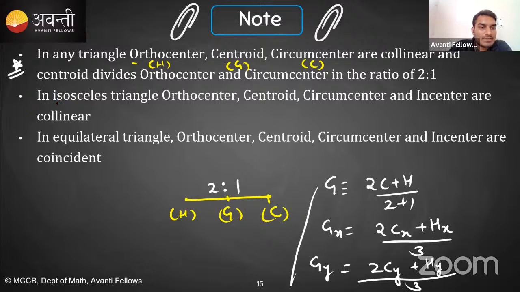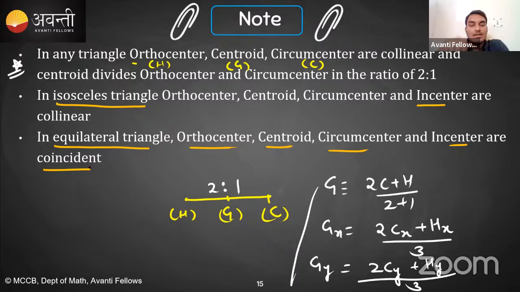But the second point is only for an isosceles triangle. In an isosceles triangle, the orthocenter, centroid, circumcenter and incenter lie on the same line. So all four are collinear. And in an equilateral triangle, all four points are the same. Means in an equilateral triangle the centroid, orthocenter, circumcenter and incenter are all the same point.